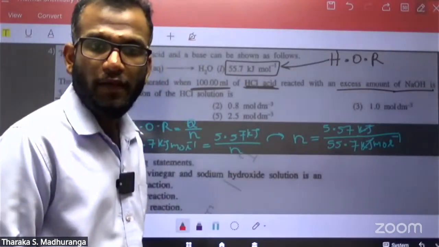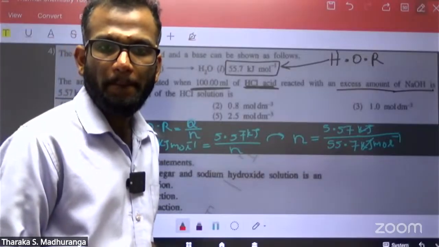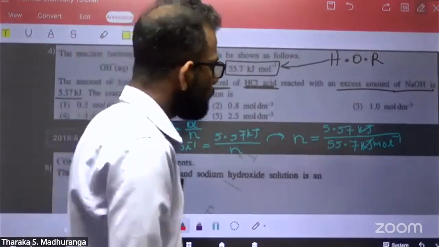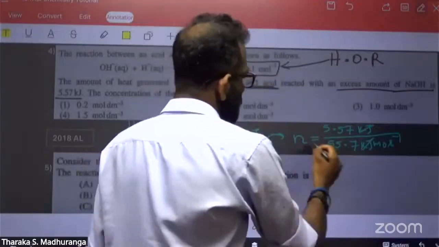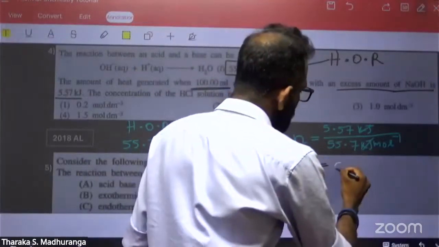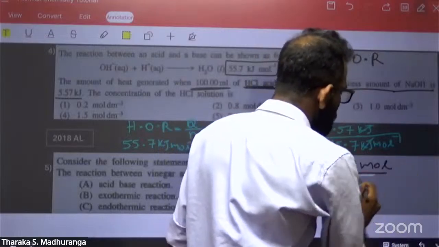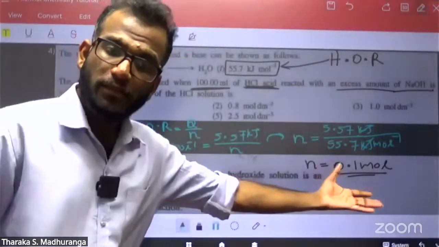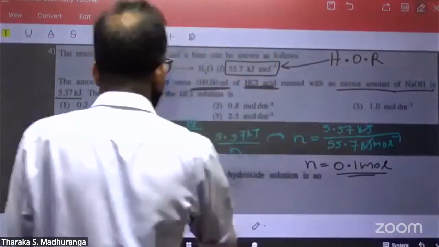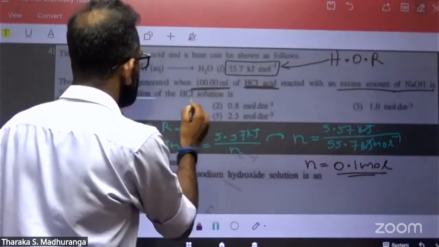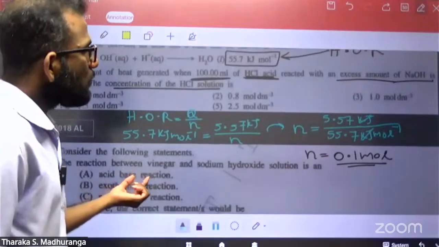It is 0.1 moles, right? Good. n equals 0.1 moles. Is it the answer? No, it is not the answer. The question asks for the concentration of the HCl solution. The concentration is asked.